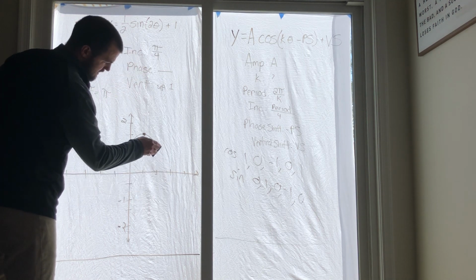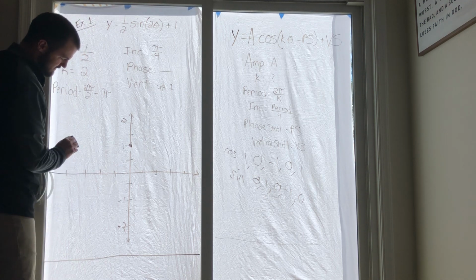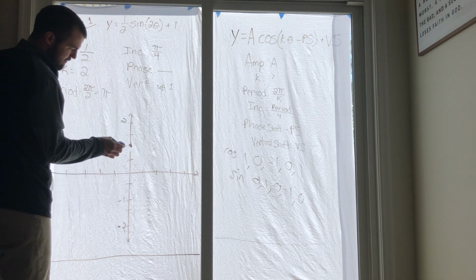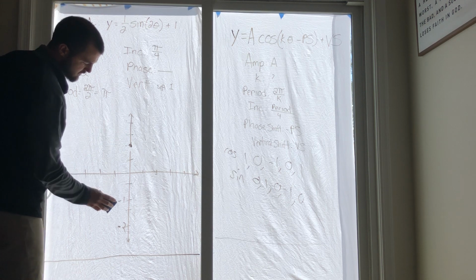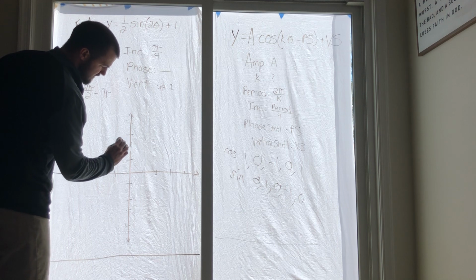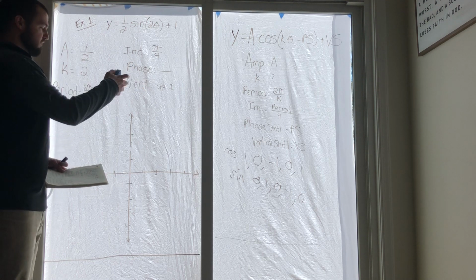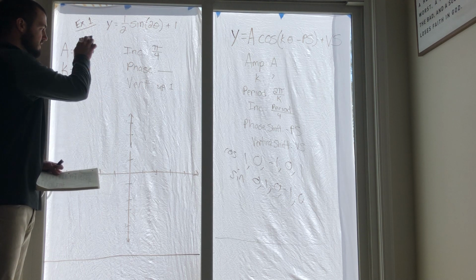Okay? Because one of the big things that you really need to worry about with this, and people always forget, and it's going to screw you up big time if you don't remember, is that when there is a k value, that is also going to affect your phase shift, right?